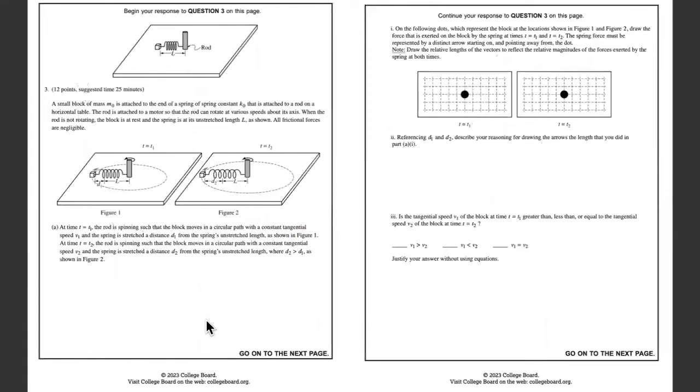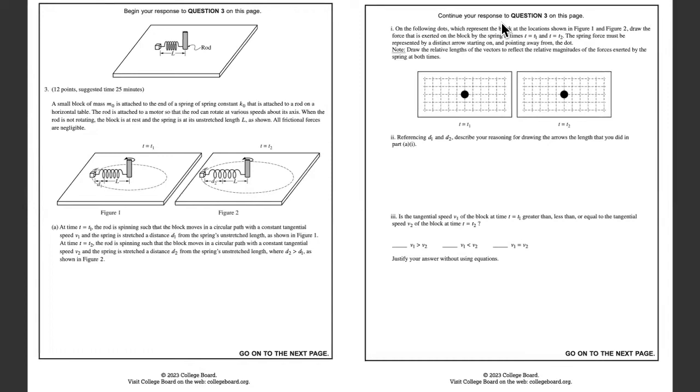Let's go ahead and take a look at the qualitative quantitative question then real quick. This one looks fun. A small block is attached with a spring constant and the rod is attached to a motor. When the rod is not rotating, you have an unstretched length. Good. Okay. This is a circular motion and oscillations question, two units that I'm not terrible at, but they're ones I'm definitely a little bit less comfortable with. I guess let's just take a look at it.